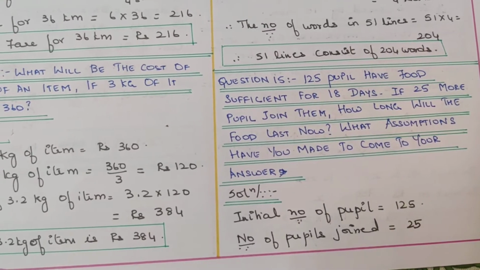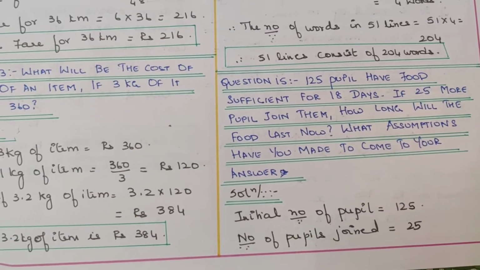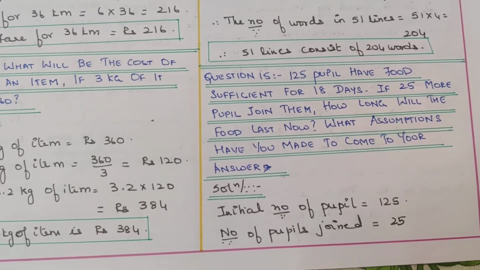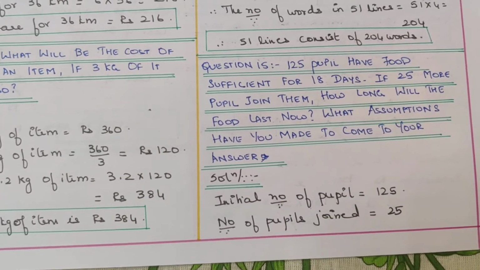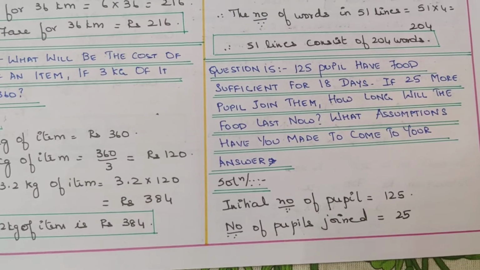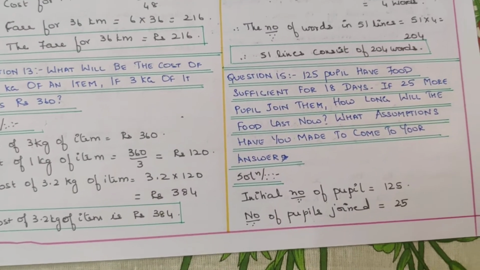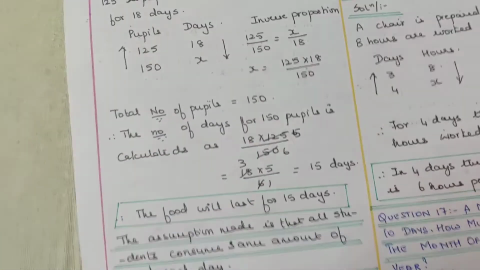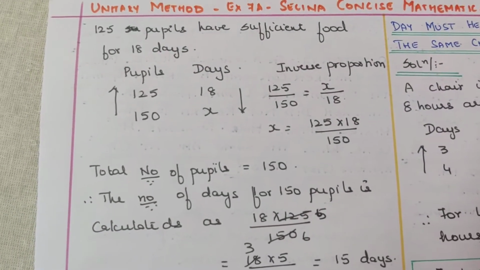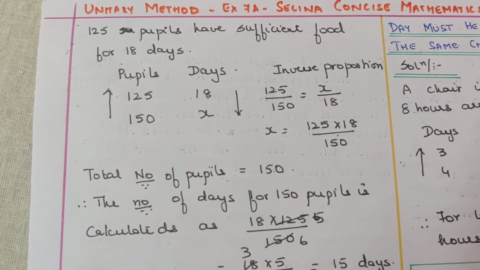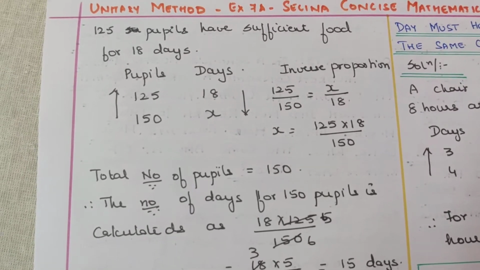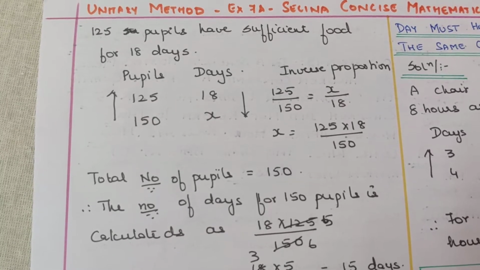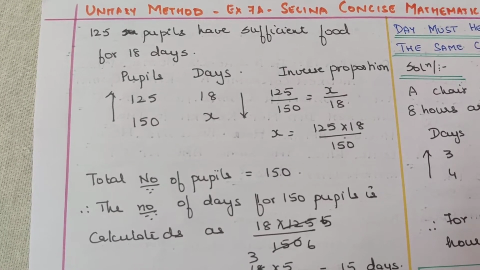215 people have food sufficient for 18 days. If 25 more people join them, how long will the food last now? What assumptions have you made to come to your answers? So, initial number of pupils is 125. Number of pupils joined is equal to 25. Therefore, 125 pupils have sufficient food for 18 days. So pupils is 125, days is equal to 18. So if 25 people are added, then it becomes 150.